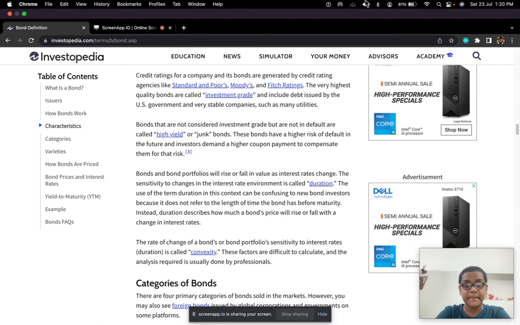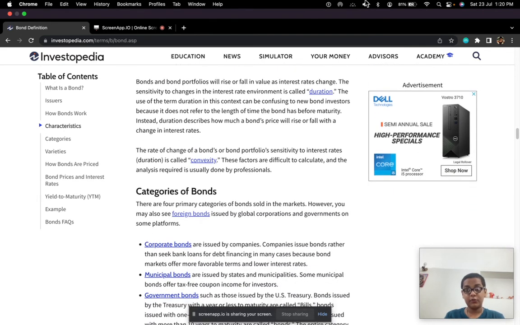Credit ratings for a company and its bonds are generated by credit rating agencies like Standard and Poor's, Moody's, and Fitch Ratings. The highest quality bonds are called investment grade and include debt issued by the US government and very stable companies such as many utilities. Bonds that are not considered investment grade but are not in default are called high yield or junk bonds. These bonds have a higher risk of default in the future, and investors demand a higher coupon payment to compensate them for that risk.